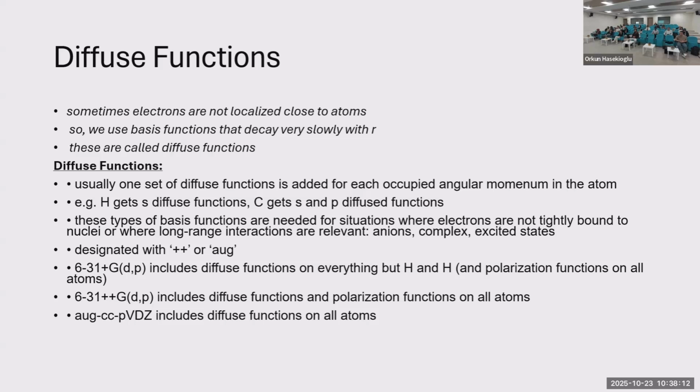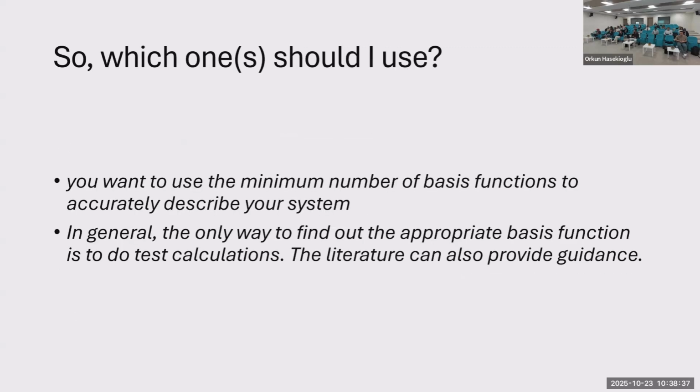6-31+G(d,p) basis set means that it includes diffuse functions on everything but hydrogen and helium. 6-31++G(d,p) includes diffuse functions and polarization functions on all atoms, including hydrogen and helium. And aug-cc-pVDZ, augmented cc-pVDZ, includes diffuse functions on all atoms. So which one should you use?